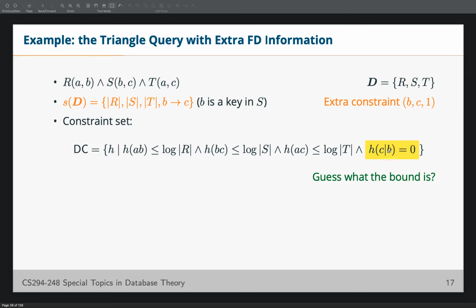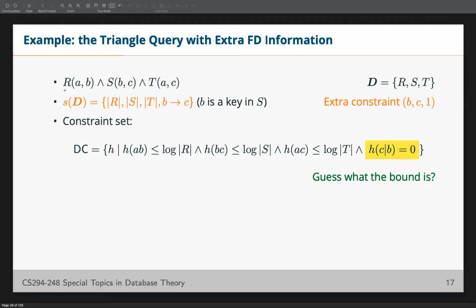So guess what the bound is now? Yes, go ahead. Was it like the minimum of R and T? Minimum of R and T. So minimum of S and T. Yeah, that's very close.